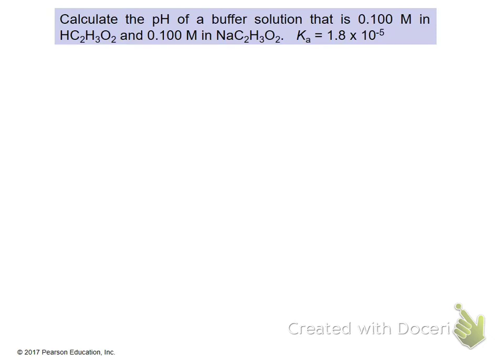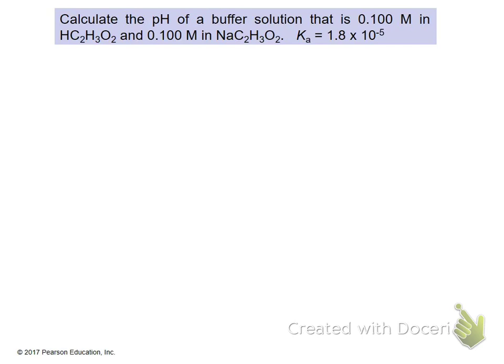All right, so let's take a look at this example right here. Calculate the pH of a buffer solution that is 0.100 molar in acetic acid and 0.100 molar in sodium acetate. And it gives you the Ka value of the acid, which is 1.8 times 10 to the negative 5. So how would we approach this problem?